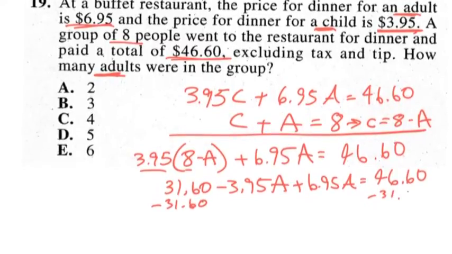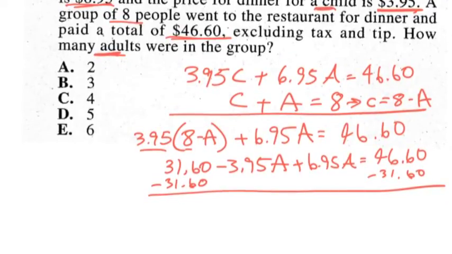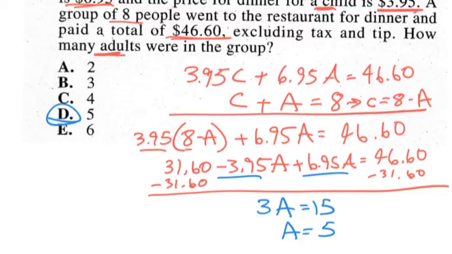That gives me $15 on the right. I also have a negative $3.95A and a plus $6.95A, which gives me just 3A equals 15, making A equal 5, or D is the answer.